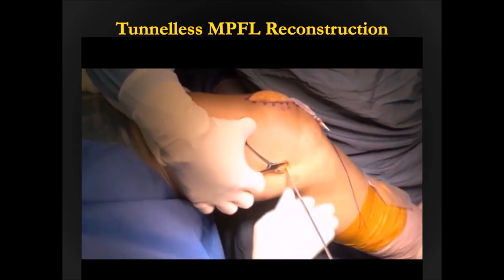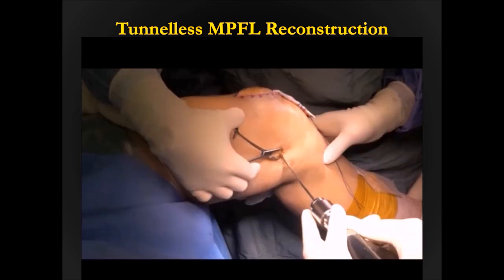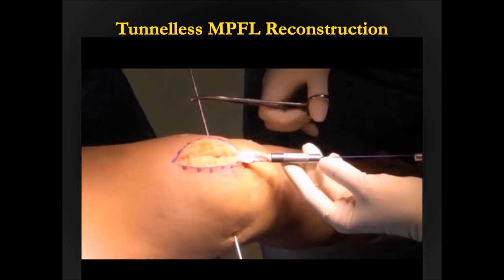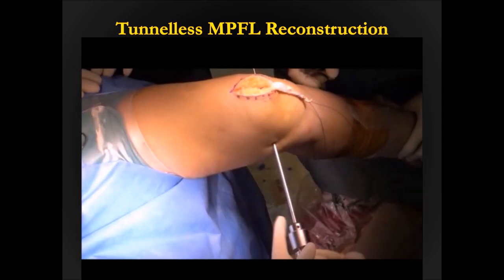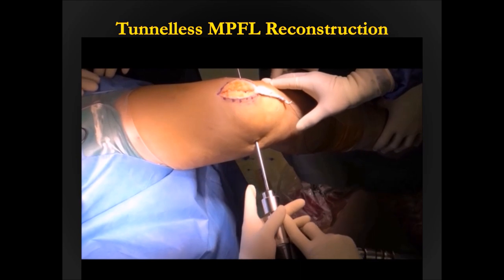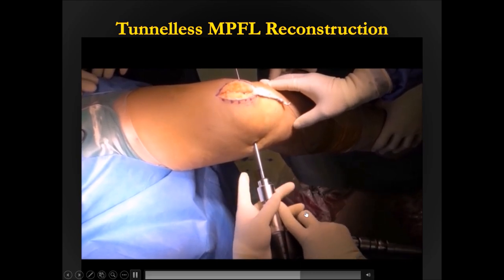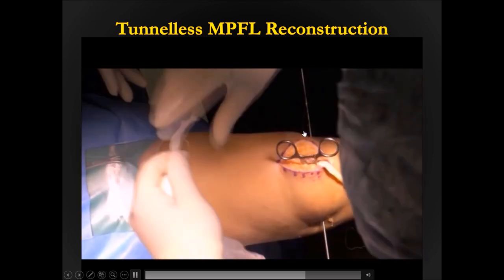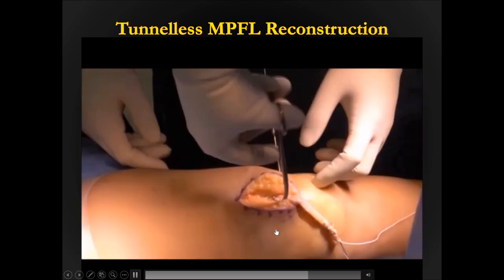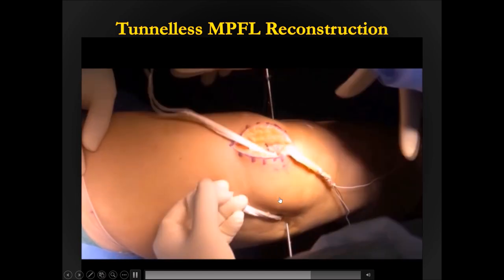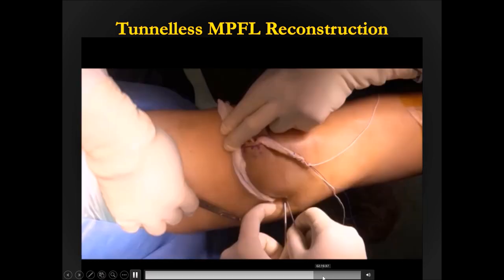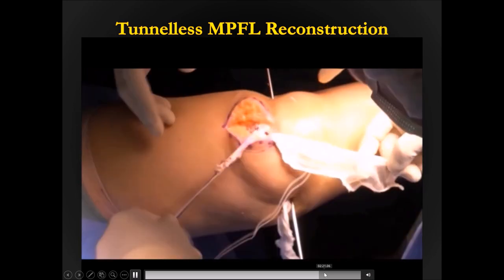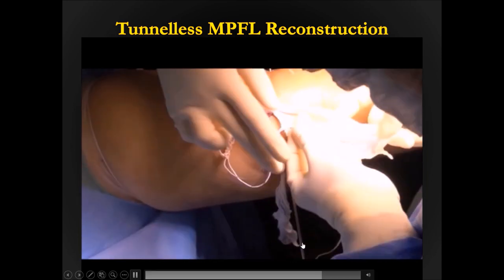Okay, make a hole. So we make a tunnel in the femur, because this is the medial patellofemoral ligament. That means that one attachment is patella, one attachment is femur. Like you do ACL reconstruction, make a drill hole, and then you make a tunnel from the kneecap to the medial side. Then you pull this quadriceps tendon.